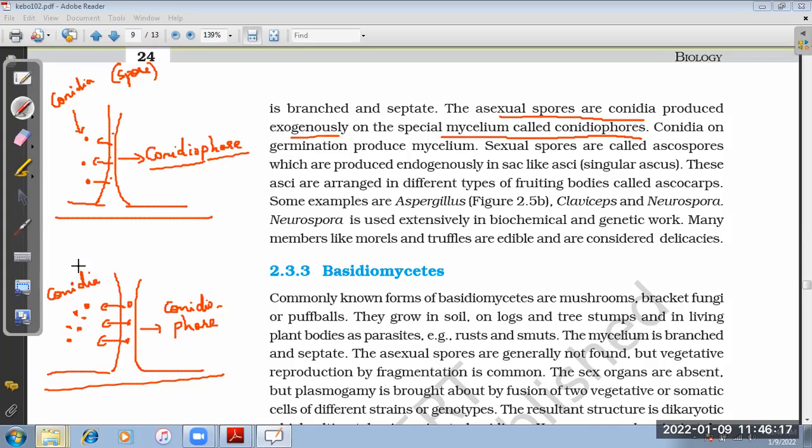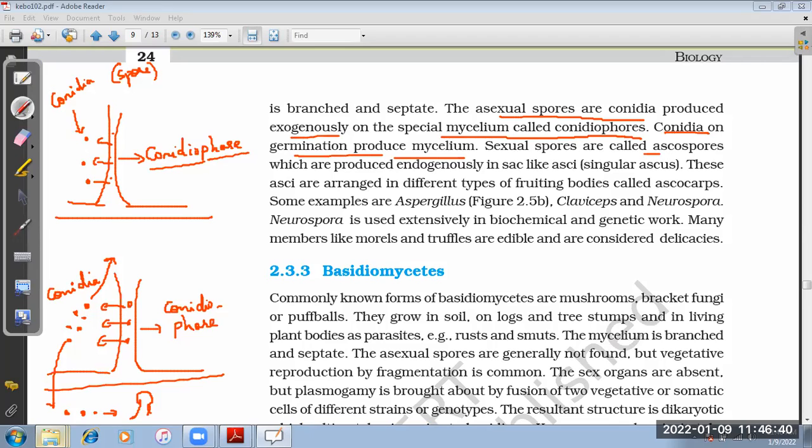Okay. So these conidia, if they fall again on some substance material, they germinate and again produce mycelium. They again start growing. So what these conidia will do is grow into a new fungus. Got it? So conidia on germination produce mycelium again.